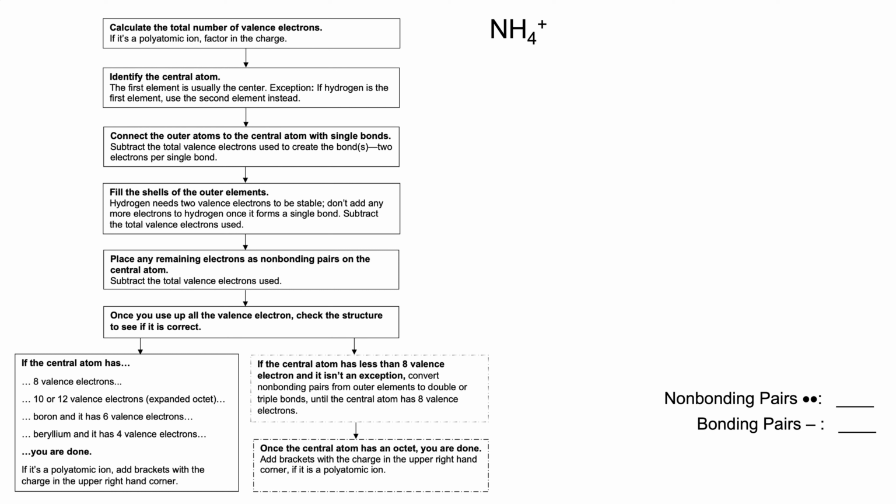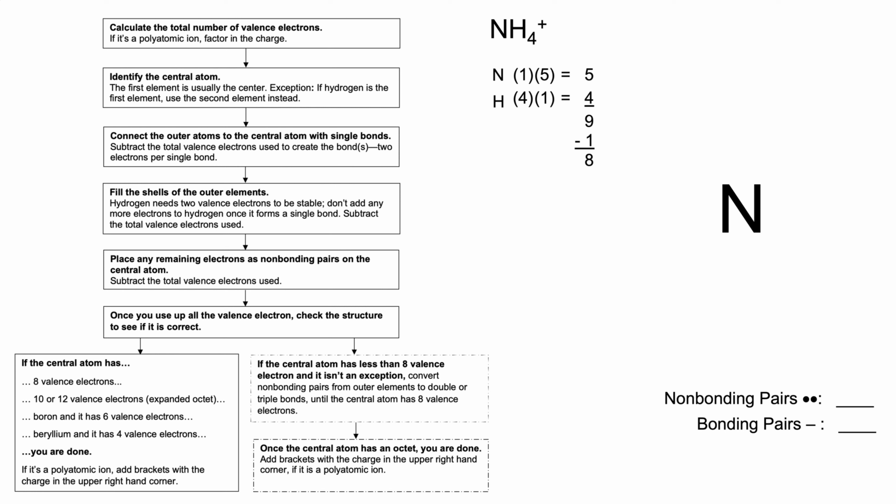To draw the Lewis structure for ammonium, I'm going to start off with the inventory. There's 1 nitrogen and 4 hydrogens. Each nitrogen contributes 5 valence electrons, whereas each hydrogen contributes 1. I'm multiplying across and adding to get a total of 9. But I need to factor in that charge, so since it's plus 1, I'm going to subtract 1 to give me a total of 8.